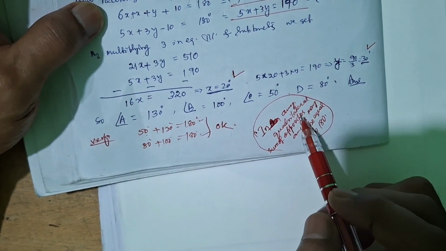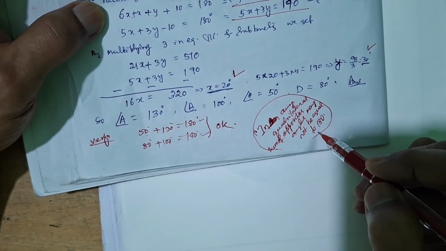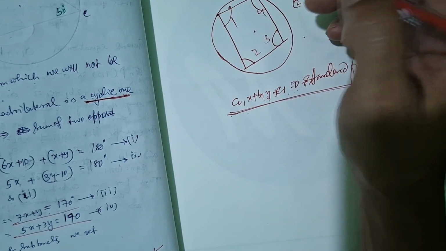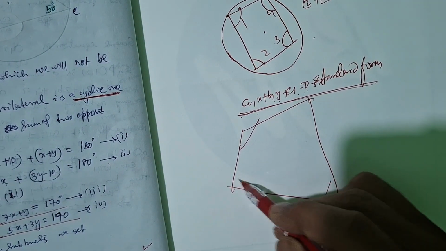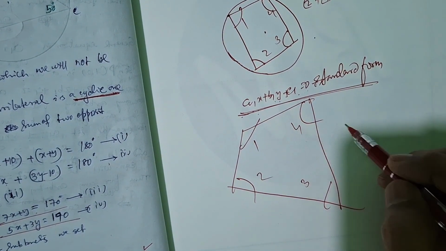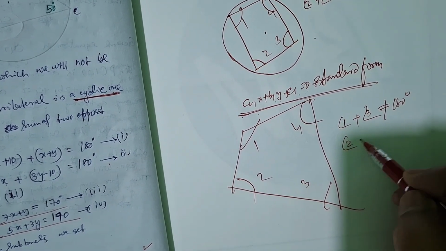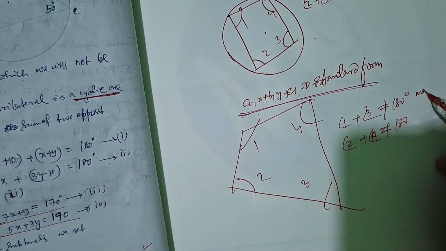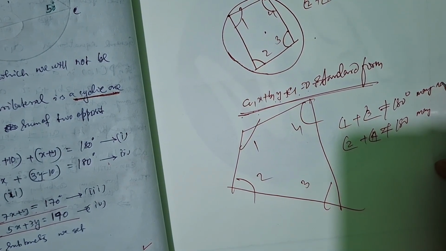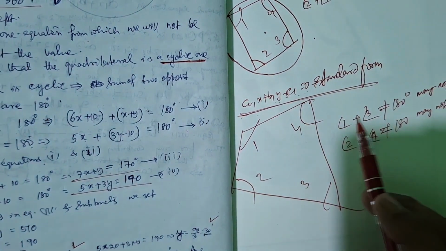In any quadrilateral, the sum of opposite angles may not be equal to 180. In any quadrilateral, 1 plus 3 may not be equal to 180, 2 plus 4 may not be equal to 180. May be, but may not. But only in the case of a cyclic quadrilateral it is obvious that the sum of opposite angles is 180 degrees.